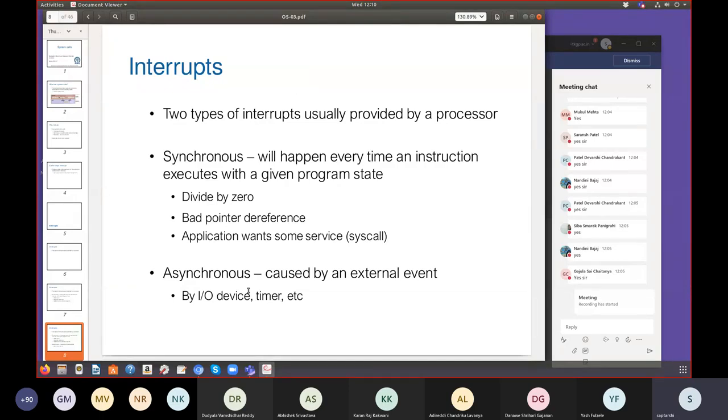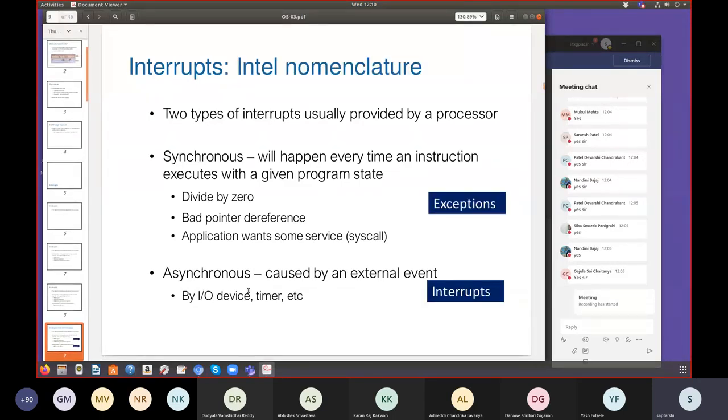So there are broadly these two types of interrupts, and some CPUs have given specific names to these two types. For example, Intel used two terms for these two types of interrupts. The synchronous interrupts were called exceptions, and the asynchronous ones were called interrupts. These are just two terms that Intel used. Other CPUs did not use similar terms. Maybe they use something else, but essentially the concept is synchronous and asynchronous interrupts. Intel used these two terms, exceptions and interrupts.